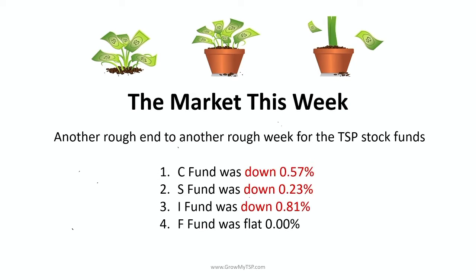Going forward, let's see what we got. Okay. Market this week, yep, another rough end, because Friday was probably the worst day of the week, another rough end to another rough week for the stock funds. C fund finished down only 0.5 point. S fund down about a quarter point. I fund was the big loser on Friday, and for the week it was down 0.8 point. And the F fund was flat, literally finished exactly where it closed last Friday. So not too much movement there on the F fund.